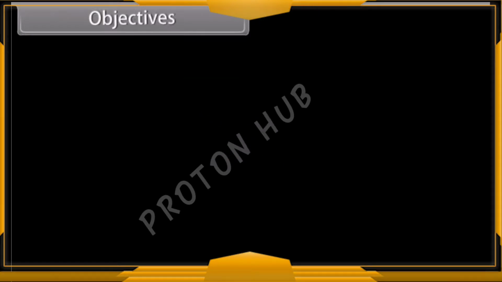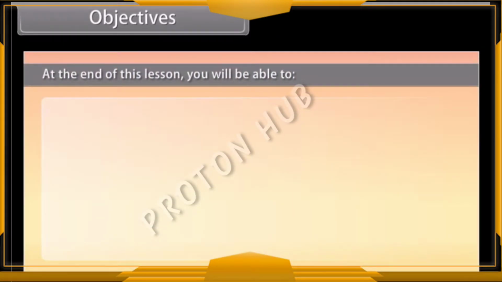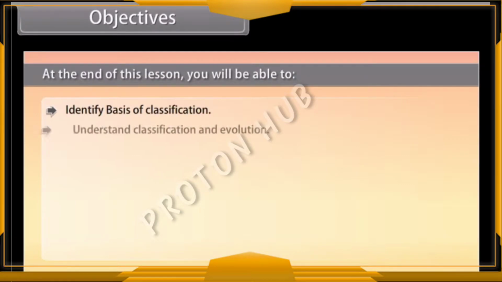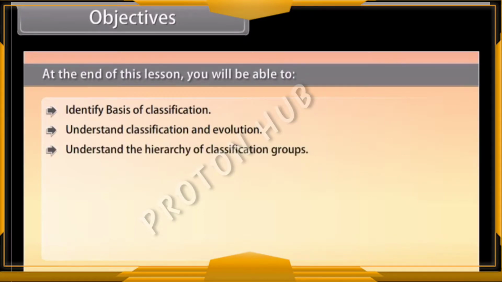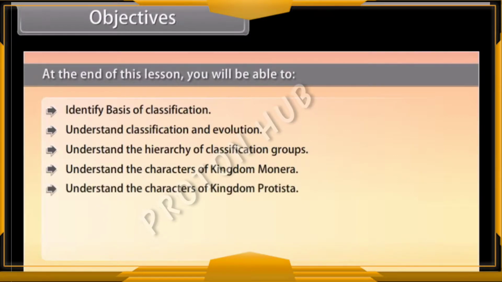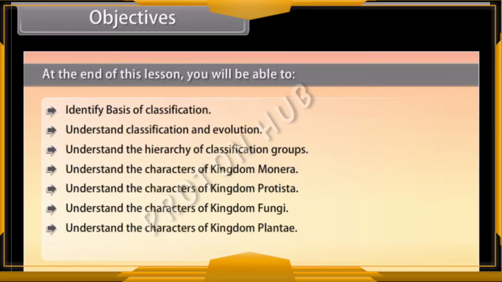Objectives. At the end of this lesson, you'll be able to identify the basis of classification, understand classification and evolution, understand the hierarchy of classification groups, understand the characters of kingdom Monera, understand the characters of kingdom Protista, understand the characters of kingdom Fungi, understand the characters of kingdom Plantae, and find out the divisions of kingdom Plantae.